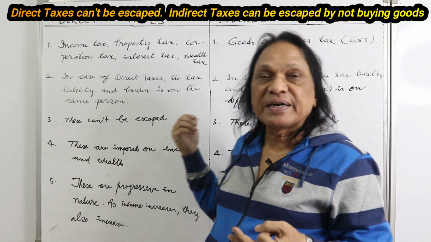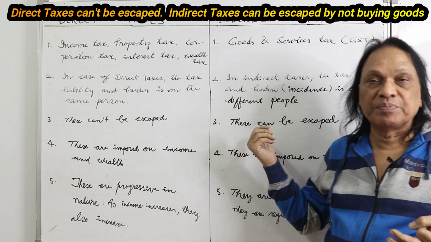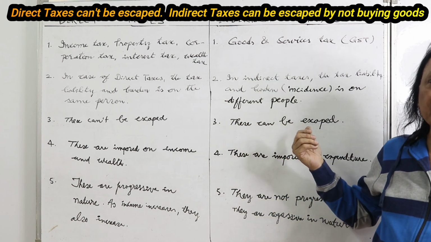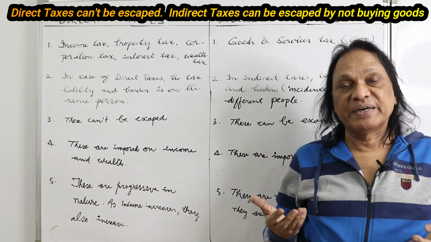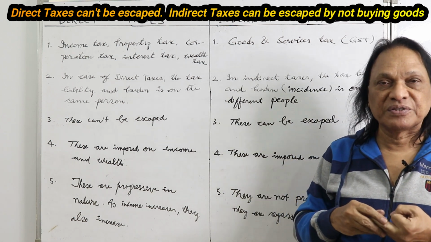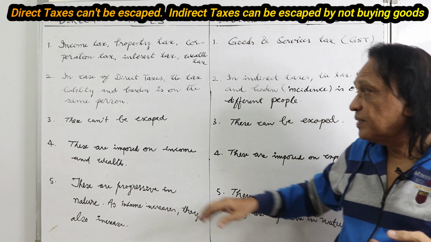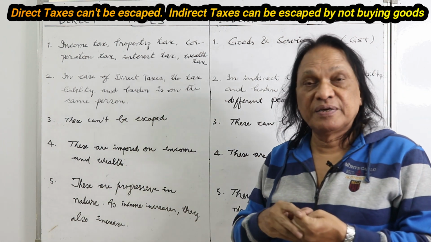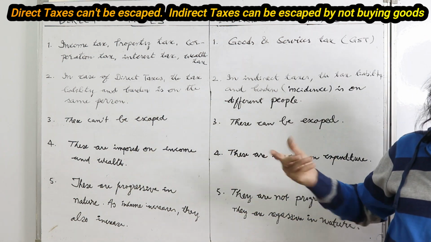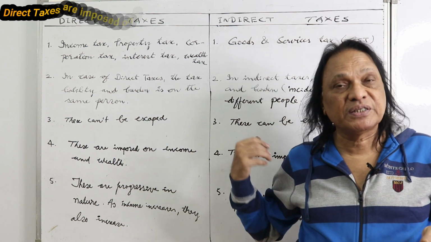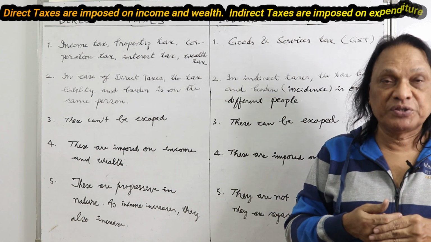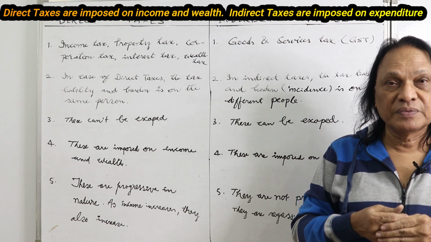In case of indirect taxes, this can be escaped. How do you escape indirect taxes legally? By not purchasing, not spending money in the market. So you can escape indirect taxes. Direct taxes are imposed on income and wealth. Of course, income tax and wealth tax are imposed on income. Indirect taxes are imposed on the same income when you spend it. That is, they are imposed on expenditure.